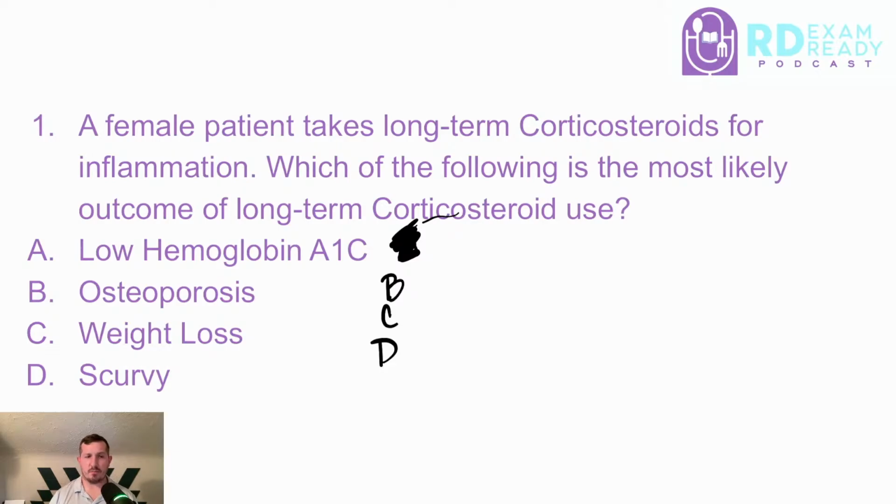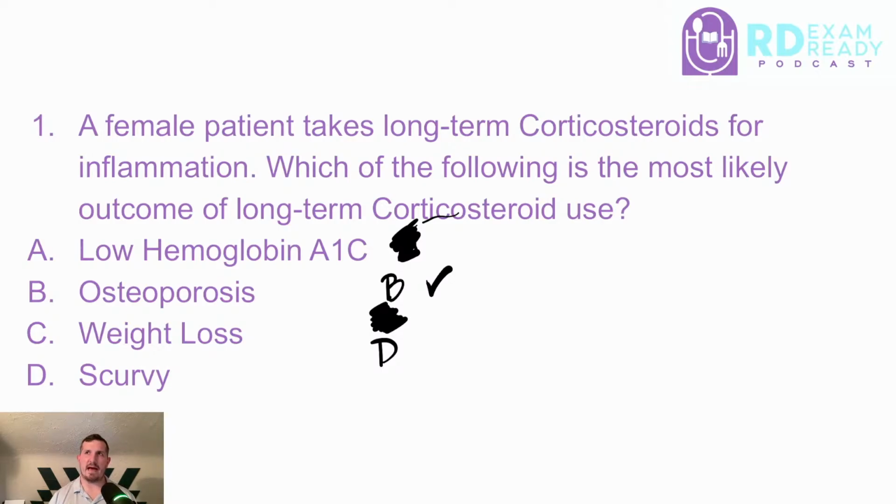B, osteoporosis. Well, I think this is a good answer because I remember us talking about how corticosteroids can lead to bone loss and decrease in calcium. So, because I like that answer, I'm placing a check mark by it. However, I'm going to read through each answer to make sure. C, weight loss. No, I rather think that corticosteroids would cause weight gain due to the increase in appetite and the fluid retention. That's not it. D, scurvy. Oh, that feels weird.